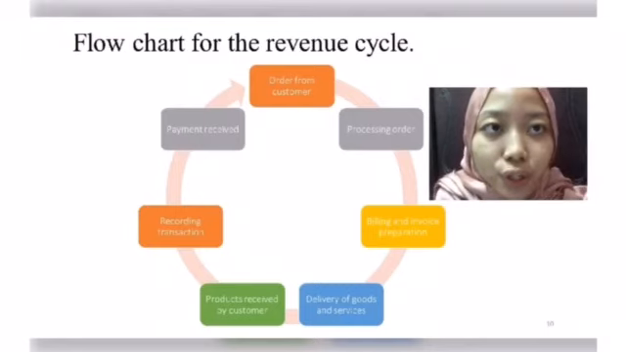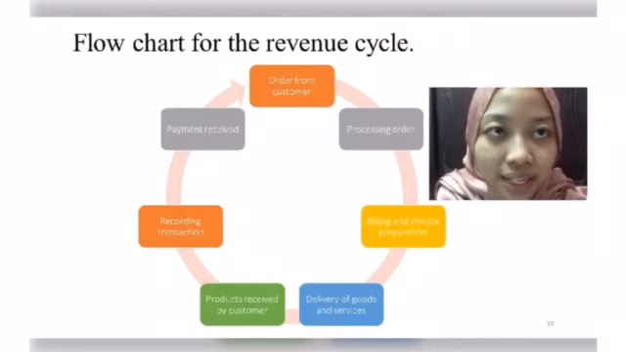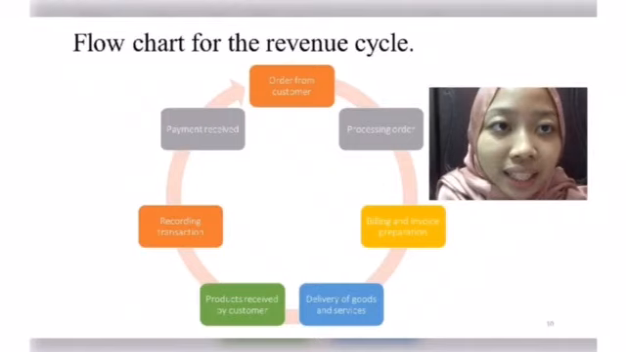Flowchart for the revenue cycle. First, we will receive the order from the customer. Second, we will process the order from our customer. Third, we will do billing and invoice preparation. Fourth, we will deliver the goods and services to our customer.